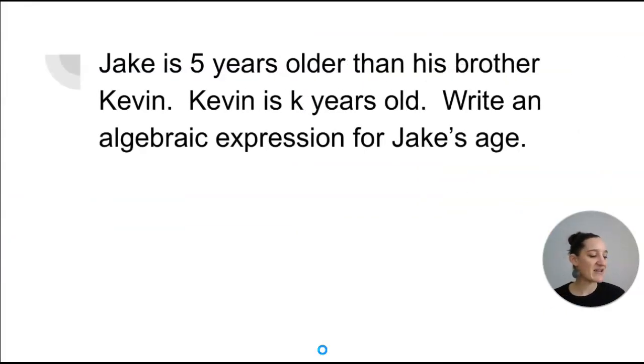Jake is 5 years older than his brother Kevin. Kevin is K years old. There's our variable. So we want to know, write an algebraic expression for Jake's age. We don't know Jake's age, but we do know that he is 5 years older.